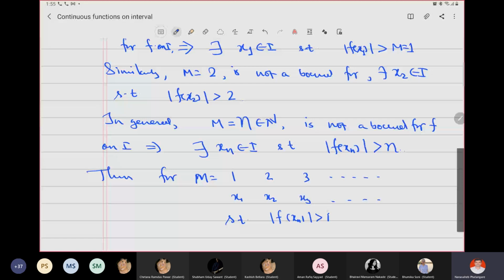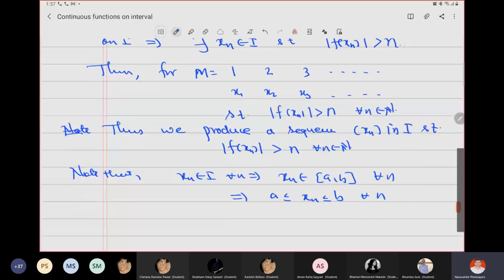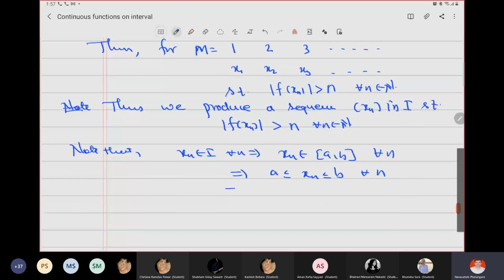So note that xn belongs to I for all n. That means what? xn is in I means xn is in [a, b] for all n. Means what? a is less than or equal to xn is less than or equal to b for all n. Right? Therefore, can I say that xn is bounded?